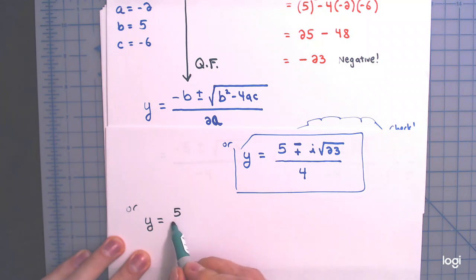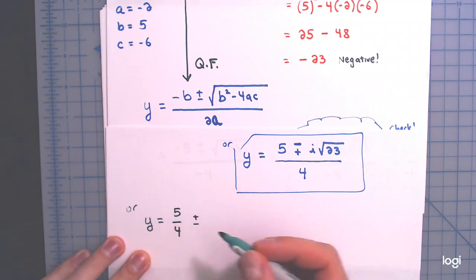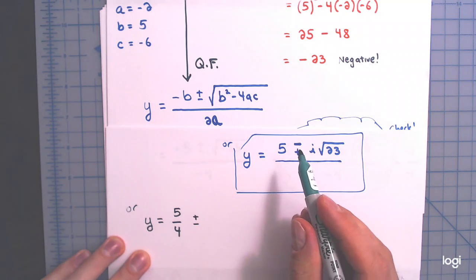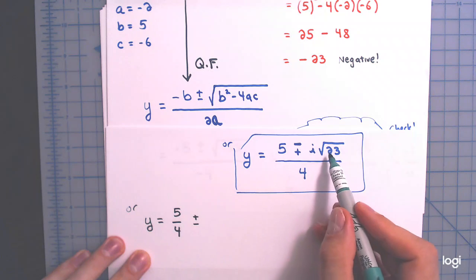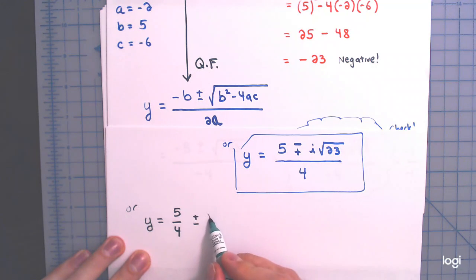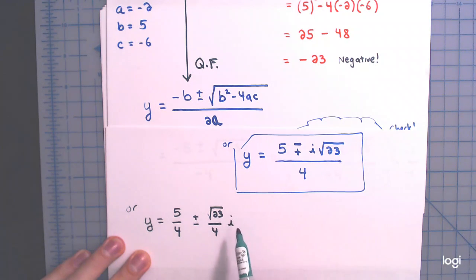5/4, plus or minus, minus or plus. Same thing again, plus or minus, minus or plus means that one solution has a plus, one solution has a minus. And then the i times the square root of 23 over 4, right? That's the square root of 23 divided by 4. There's your real number times the i in the numerator.